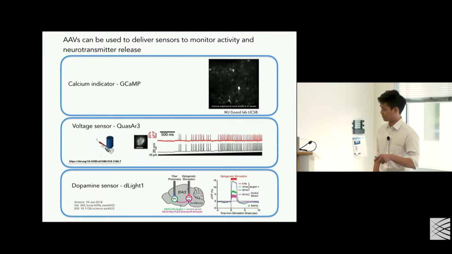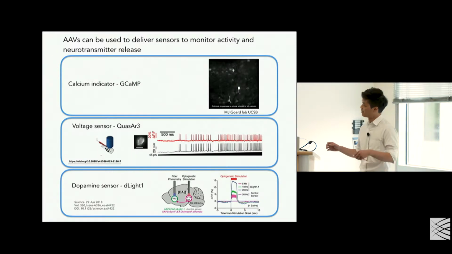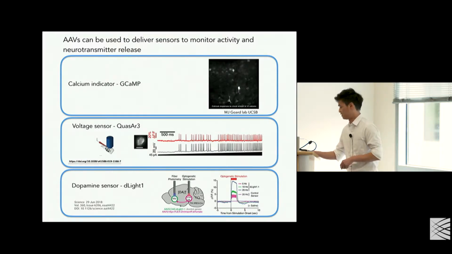What they do is they inject D-Light1 into the nucleus accumbens. Dopaminergic neurons in the VTA of the brain project to this area. So they're going to use optogenetic stimulation of dopaminergic neurons in the VTA and monitor fluorescence in the nucleus accumbens. You can see on the graph on the right that the more optogenetic stimulation, the more bulk fluorescence they're able to read out in the nucleus accumbens.